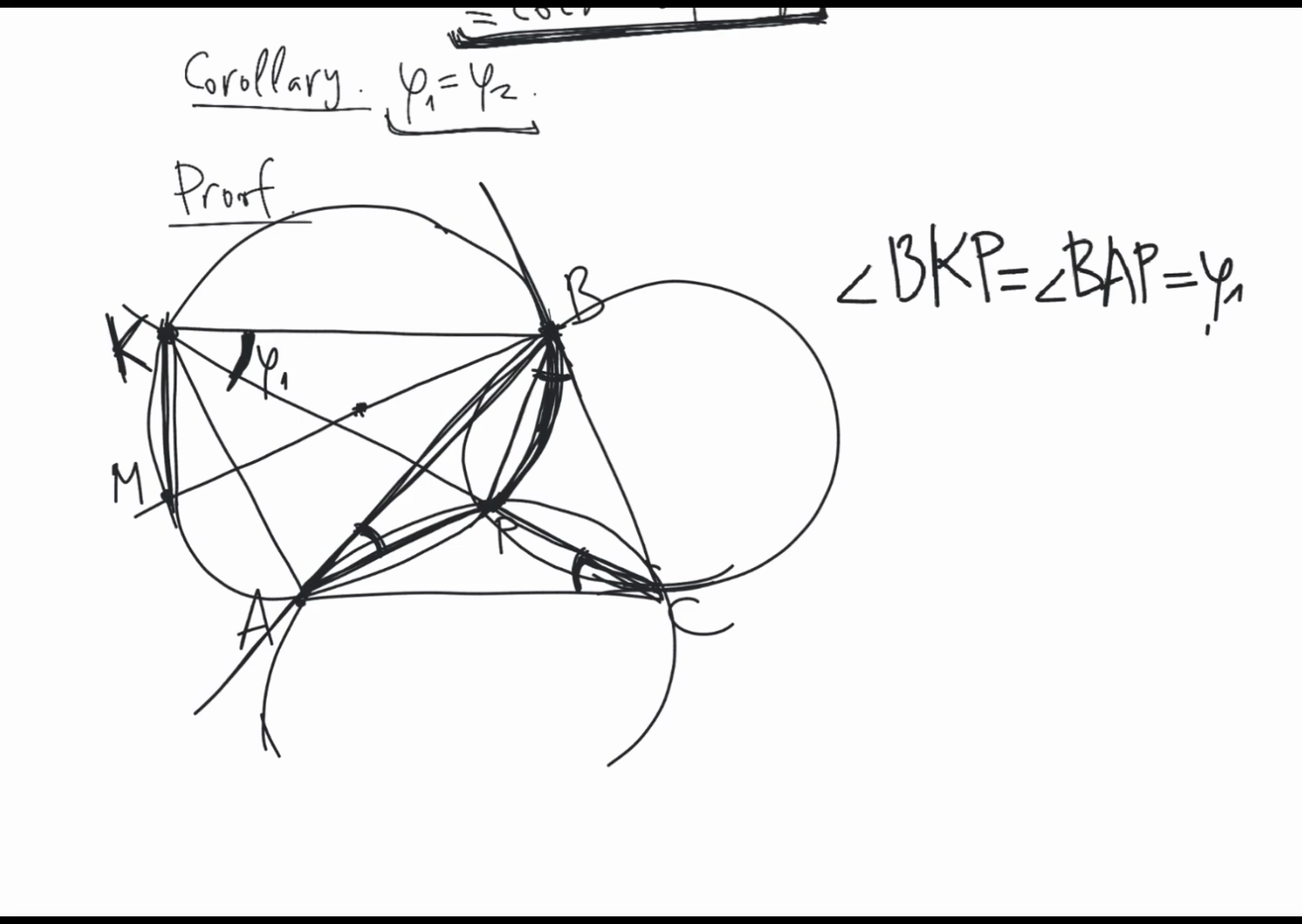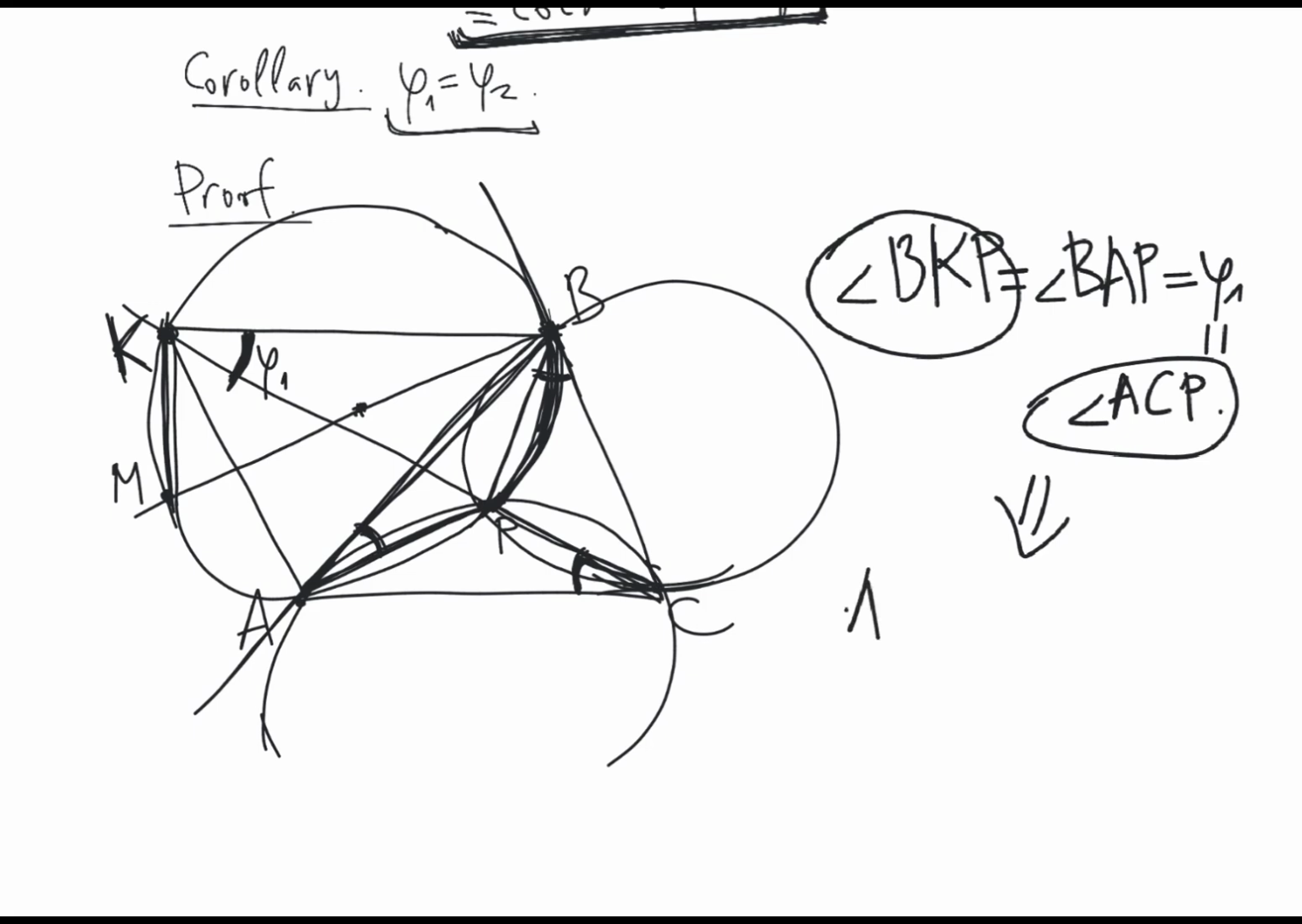And now phi1 is also equal to the angle ACP. Because of the equality of these two angles, ACP and BKP, we conclude that the line AC is parallel to the line KB. These are the two angles between a common line intersecting both of them, KC, and these two lines. Because they're equal, it implies that AC is parallel to KB.